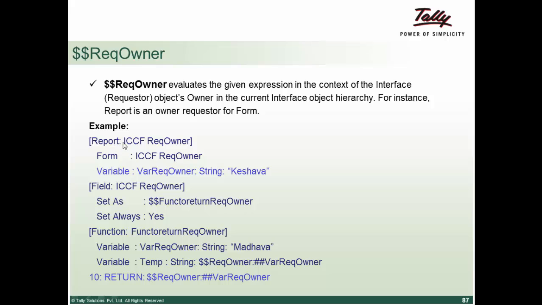So say for example, report ICCF request owner variable is specified, set as $function return rec owner, and here it will be what we specify, it will bring us the value return rec owner. So who is the owner of this function? Report. So if you simply give the variable value, it will return Madhava. In case you provide the function, it will return Keshava, right?